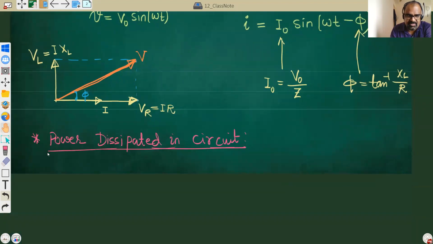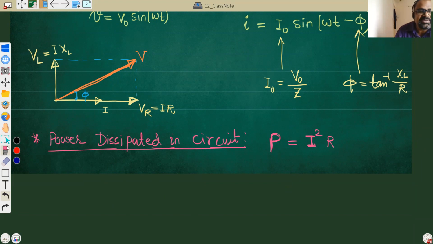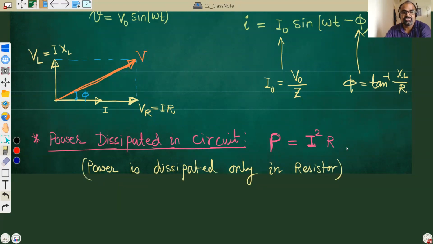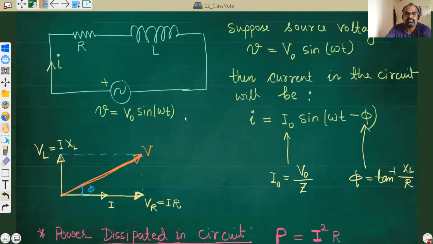So how much will be the power dissipated in the circuit? Simple. I square R, which I? RMS. And is it instantaneous power? No, not at all. In the AC chapter, whenever we say power, it is average power. Okay, anyway. So power is dissipated only in the resistor. Okay, so that's it. Let me move on to the next page now.